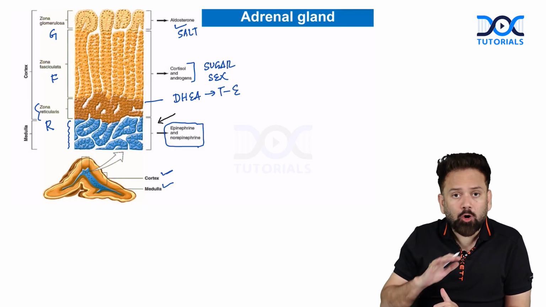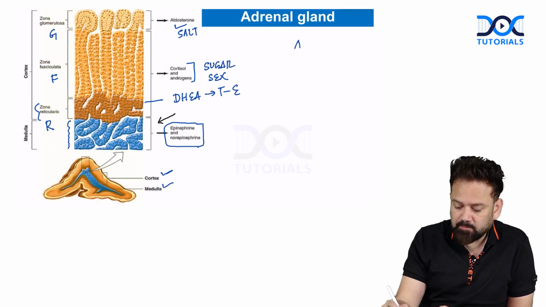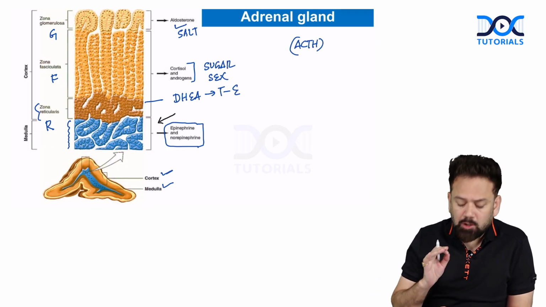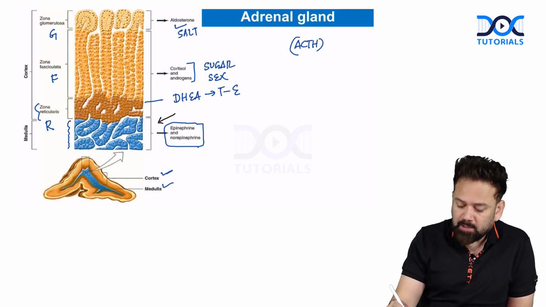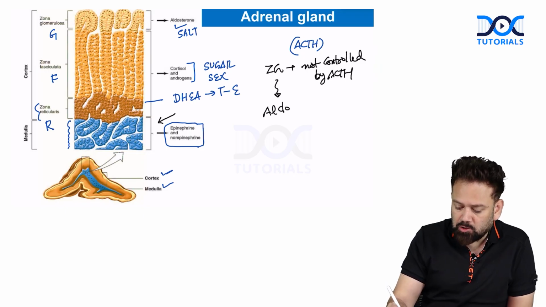Now I'll ask you, among all these layers, of course you know the adrenal cortex is controlled by ACTH from the pituitary gland. ACTH is controlling the adrenal cortex, but out of these three, G, F and R, which is the only layer that is not controlled by ACTH? Okay, the answer will be zona glomerulosa. It is not controlled by ACTH. So it is releasing what? Aldosterone. So aldosterone is not in control of the pituitary gland.